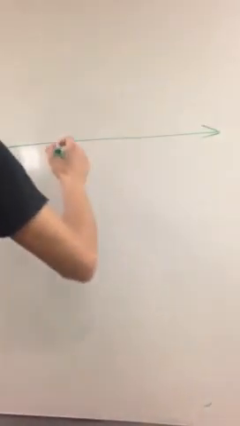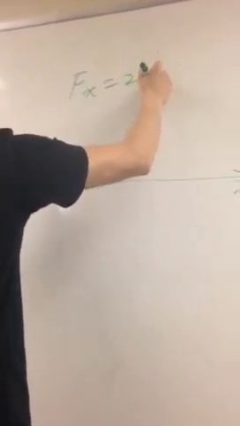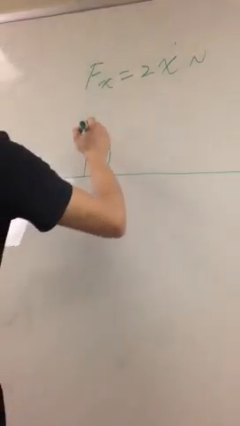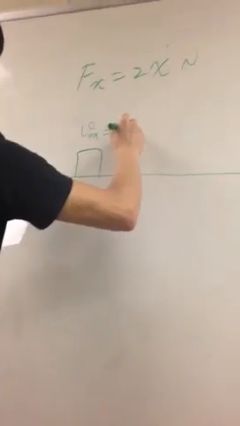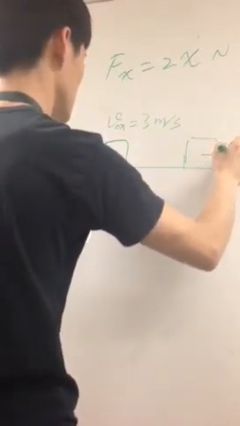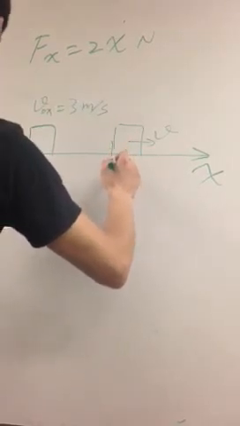Next page. The only force acting on a 2-kilogram body moving along the x-axis is 2x Newton. If the initial velocity is 3 meters per second, how fast does it move at x equal to 2 meters?